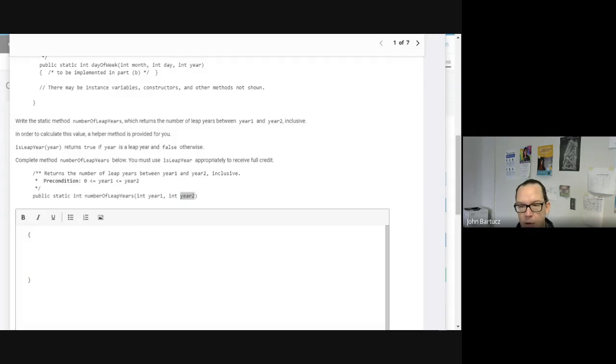He has a counter I. He starts it at year 1. It stops when it's no longer less than or equal to year 2. So notice that it's less than or equal to, because remember the question asked for inclusive. So for loops always have a start, a stop, and an increment.